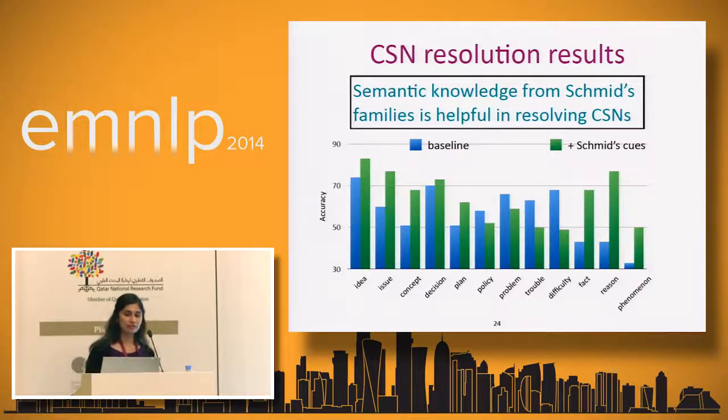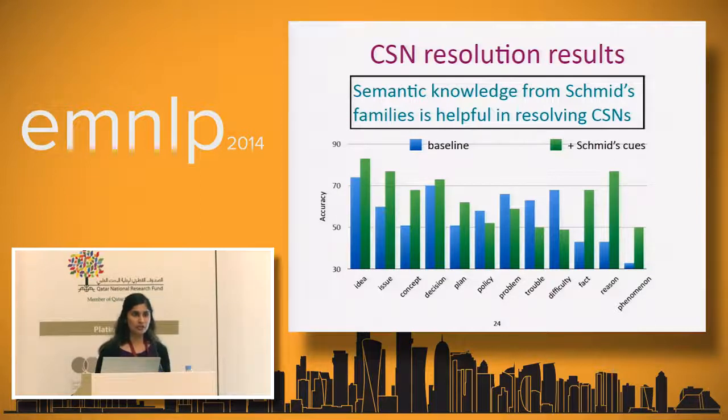Okay, so now here are our results. We considered the crowd-annotated data as the gold data. In this graph, on the x-axis we have our 12 shell nouns, on the y-axis we have accuracy, blue bars show our baseline results, and green bars show results using Schmidt's cues. As we can see here, for most of the shell nouns, the green bars are bigger than the blue bars, except for 4 of them, and I'll talk about those 4 later.